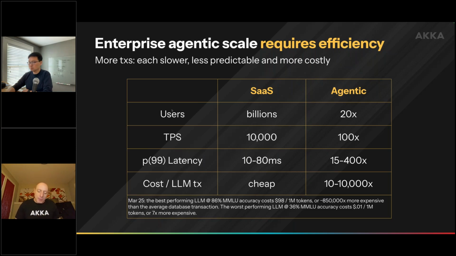They have optimized their system, and when we took a look at what it costs for a single database transaction, and then compared that to the world's best performing open source model that's available, it was 850,000 times more expensive for a single transaction with the best open source model than it was with a single database. So you can't use these things indefinitely.